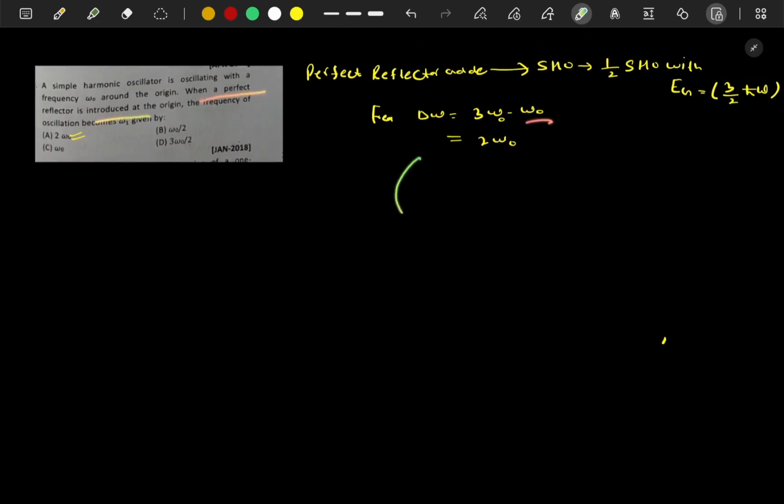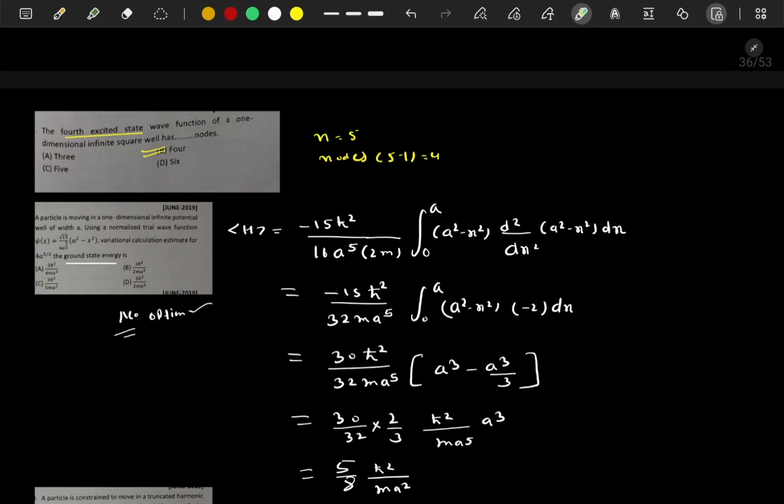So 1 plus 1 by 2, 3 by 2. Some questions are very easy, okay, and minus 1 negative marking will be there. We know this, so fourth excited state means n equal to 5. Remember, fourth excited state means n equal to 5.